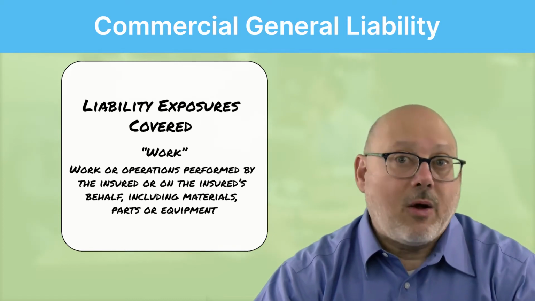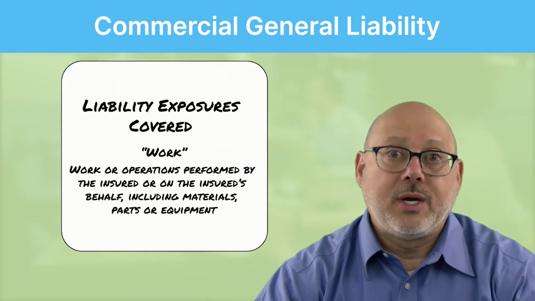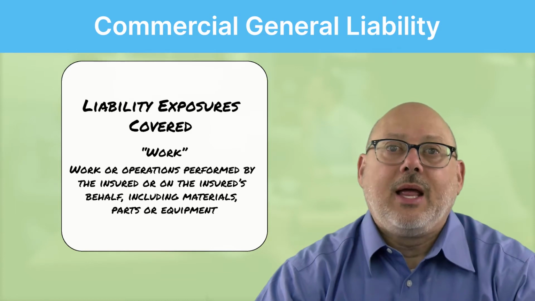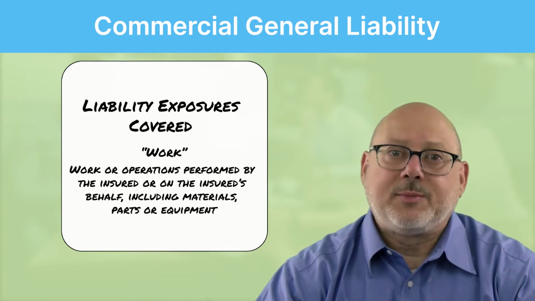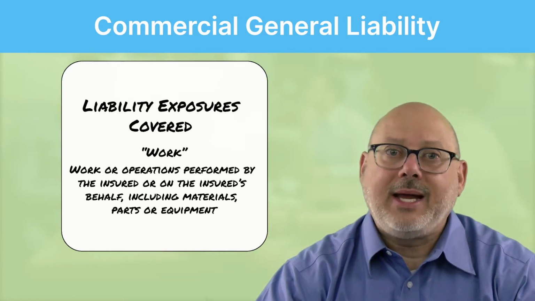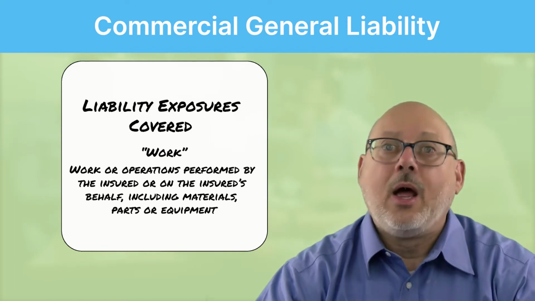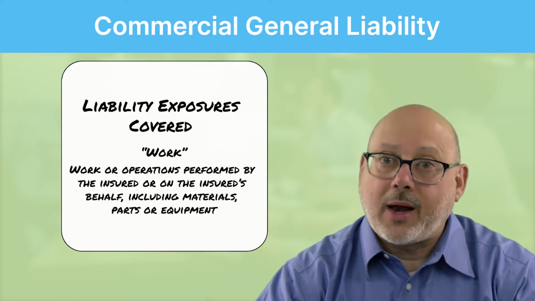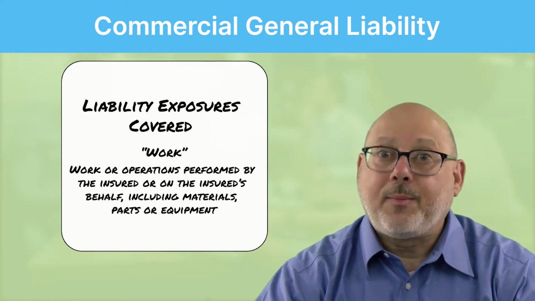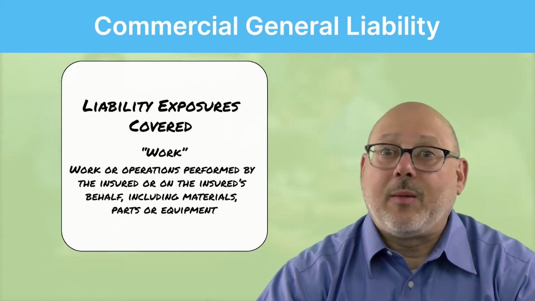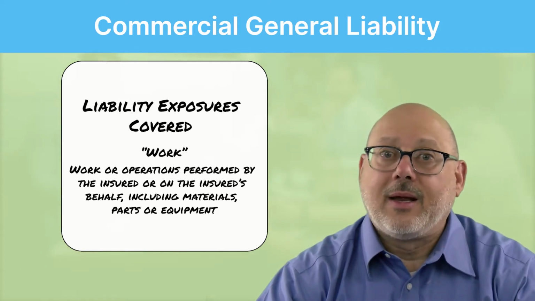A business may also face liability exposures because of defects in its products or completed operations. The products-completed operations exposure includes all BI and PD occurring away from premises the insured owns or rents and arising out of the insured's products or work, except products still in the insured's physical possession or work that has not been completed or abandoned.